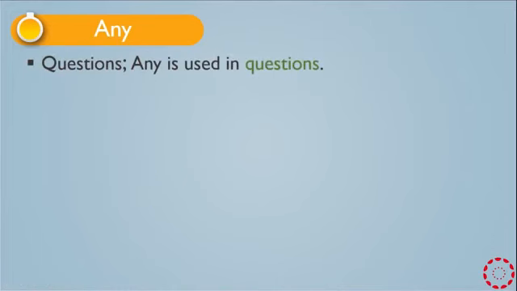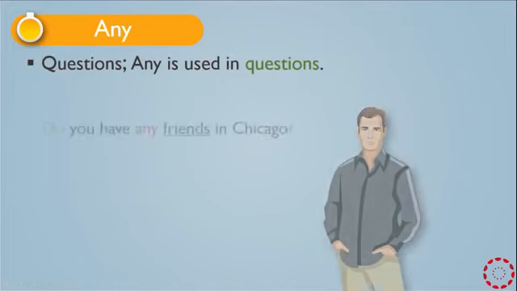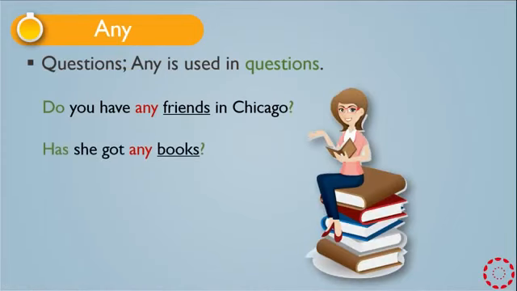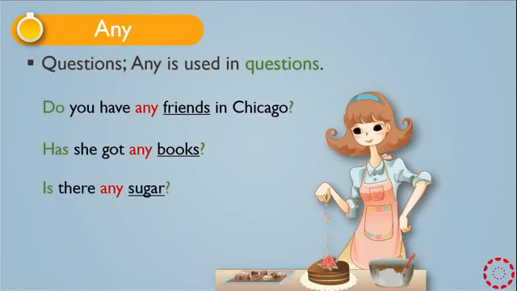And we use any for questions. Any is used in questions. It means when we do not know whether the answer is yes or no, we use any in this kind of question. Do you have any friends in Chicago? We don't know if the answer is yes or no. It can be yes or no. The second example, has she got any books? And the last one, is there any sugar?